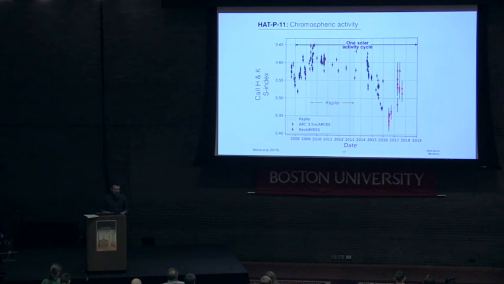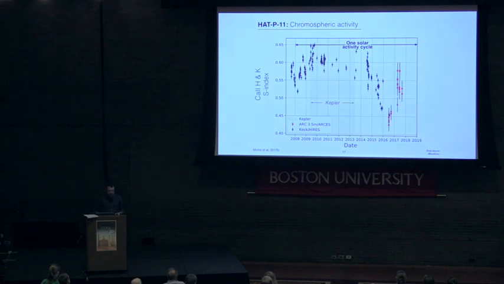And one way you could go after looking for the activity cycle is measuring the calcium H and K S index, as we saw in Ricky's talk. And we find that we have not yet observed one full period of the S index. And so it's impossible to say what the cycle period is for this star. But what we can say is that the Kepler years, which were outlined here, were during a time of relatively high S index. And so maybe we were observing with Kepler near active maximum.